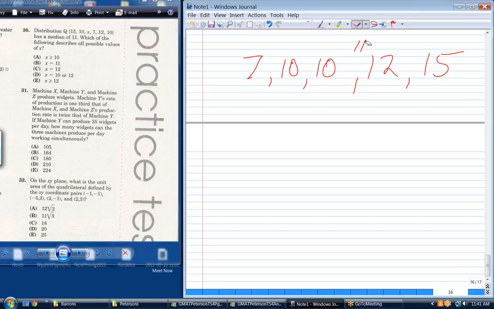Mm-hmm. So x has to be at least 12. Mm-hmm. And if I make x 12 or higher, then the median is going to be halfway between those two, which is 11. So what's our answer? E. Okay.